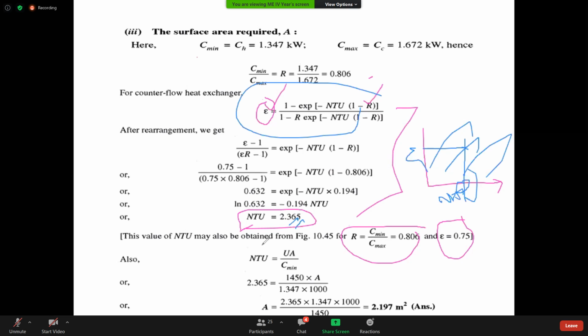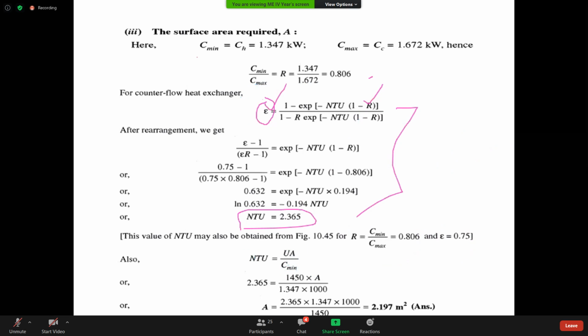If you know NTU, we know that NTU formula is UA by C minimum. Right, NTU known, C minimum is known, U is also given. Only thing is area you have to calculate. See, the area we can calculate using NTU method. Very simple, just from this side to that side. Suppose he is asking you to calculate the length. Length is nothing but, by giving diameter, 2πRL. Right, anyway 2π is constant, R will be given. We can calculate length also from this equation. In either way you can proceed.